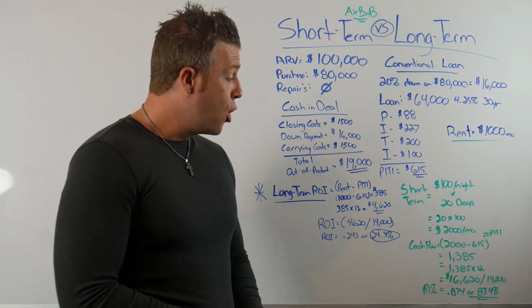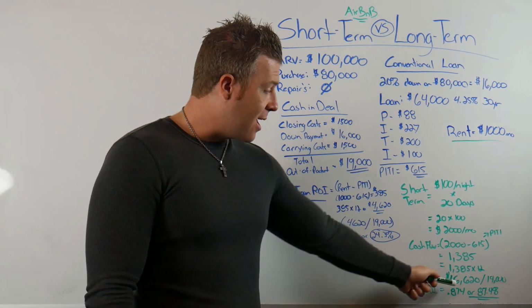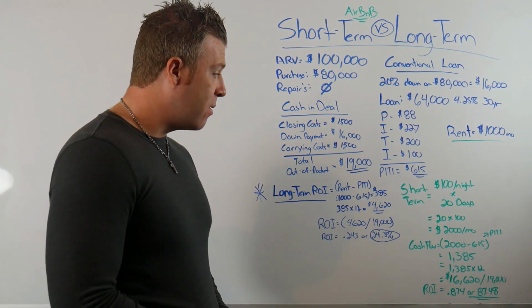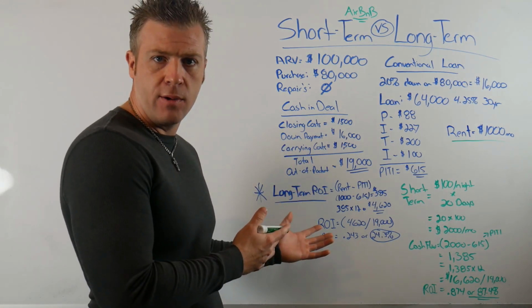Same thing as before, guys. We're going to divide that into $19,000, our cash left in the deal, and that's a big return. 87.4% cash on cash return. But it's the same property, right?